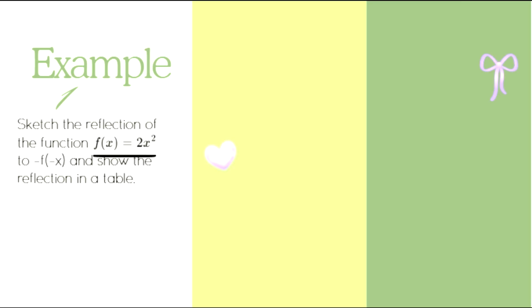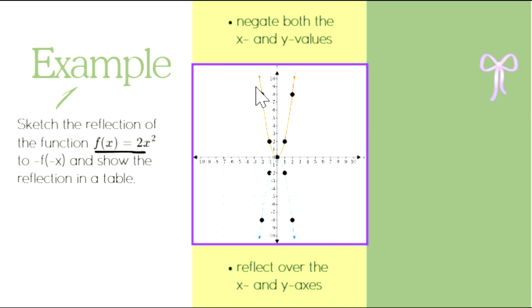Example number 1, sketch the reflection of the function f of x is equal to 2x squared to negative f of x, negative f of negative x, and show the reflection in a table. Now, the quick check, which is what you get graded on, does not ask you to graph anything. So I will show you how to graph this using GeoGebra, but don't worry about it for right now. This is what the graph looks like. This is your original. This is f of x. This is negative f of negative x. So you negate both the x and the y values, and you reflect over the x-axis, which flipped it upside down, and the y-axis. So it got flipped side to side. It looks the same, but it did get flipped over.